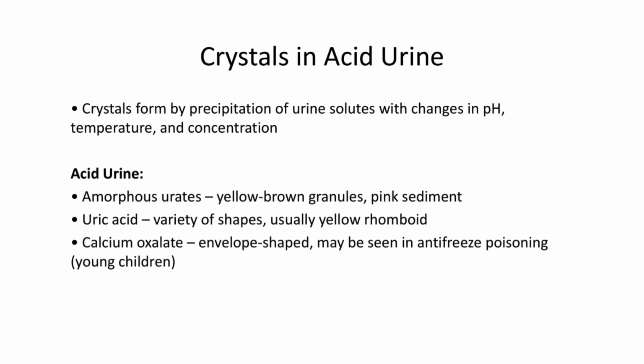Crystals are formed when urine solutes precipitate due to changes in pH, temperature, or concentration. In acidic urine, you may find amorphous urites, which appear as yellow-brown granules or pink sediment. Uric acid crystals take on a variety of shapes, usually yellow rhomboids. Calcium oxalate crystals appear envelope-shaped and may be seen in cases of antifreeze poisoning, especially in young children.